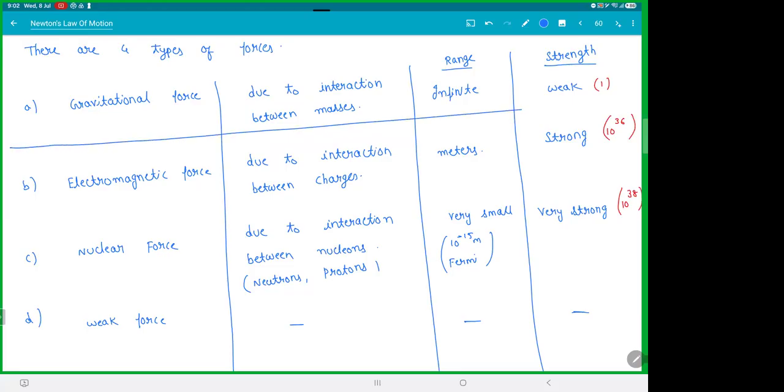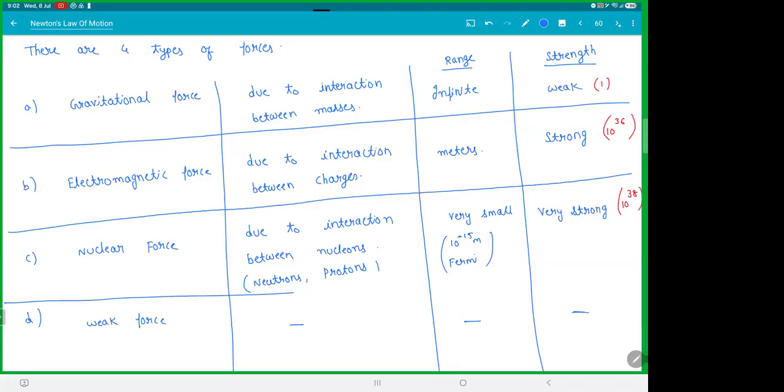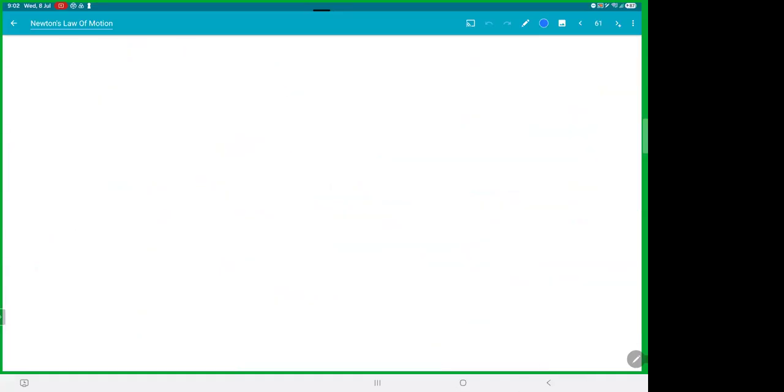The spring force, normal reaction, friction. You can think of anything. They all get classified into these four. But mostly it is A or B. B actually most of the time. Anyway, so that's a little about the forces. Now in mechanics, we deal with normal reaction.